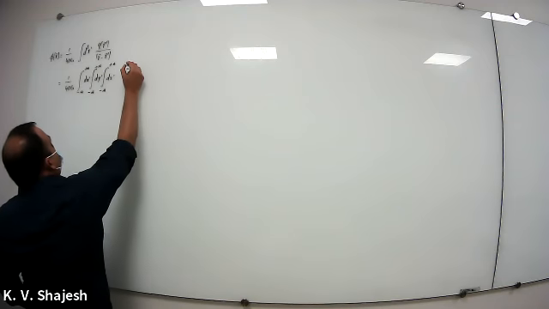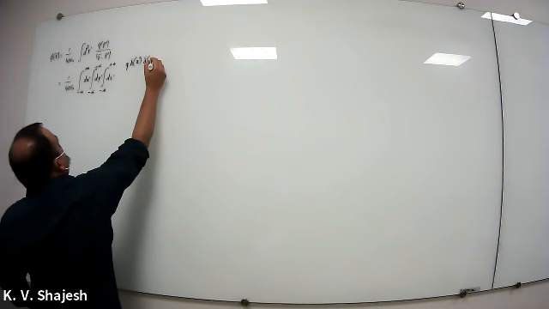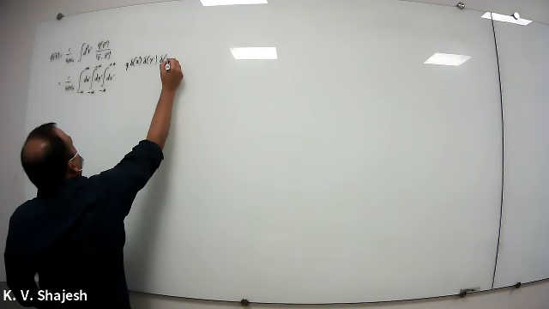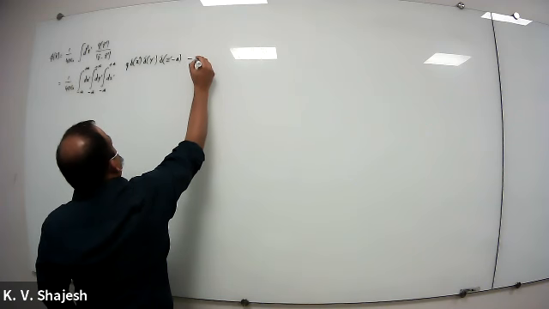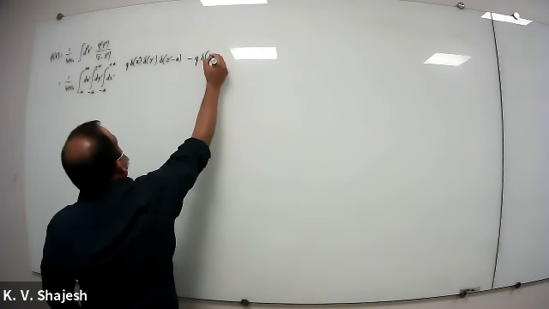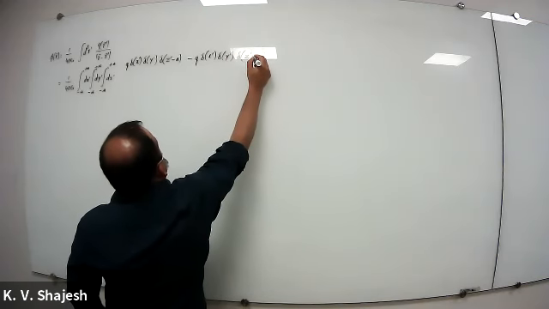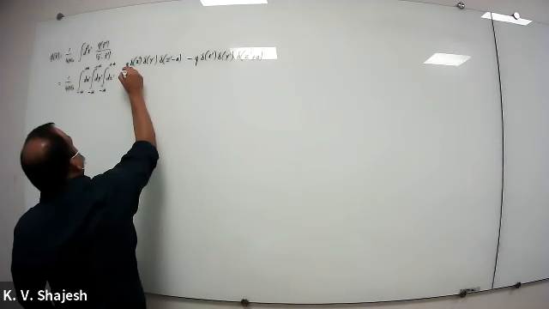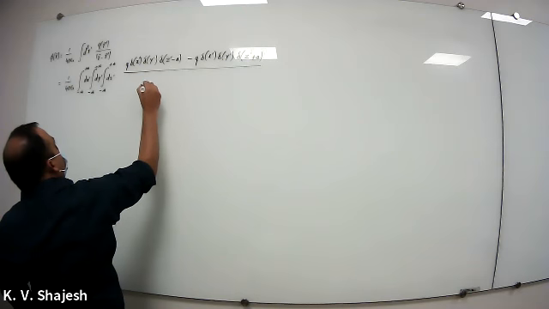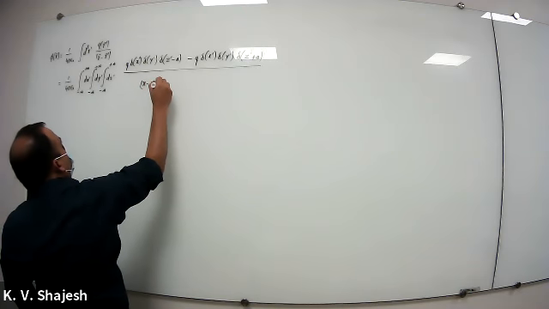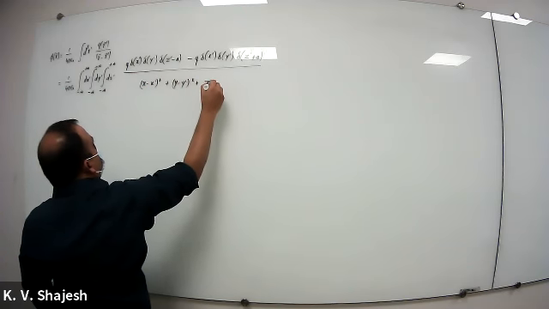And the charge density is q times delta of x prime, delta of y prime, and delta of z prime minus a, plus, minus, right? Minus of delta of x prime, delta of y prime, and delta of z prime plus a, divided by the distance between them, which is the square root of x minus x prime squared plus y minus y prime squared plus z minus z prime squared.